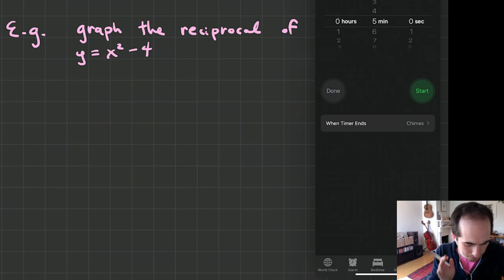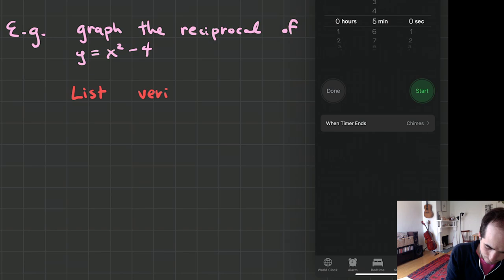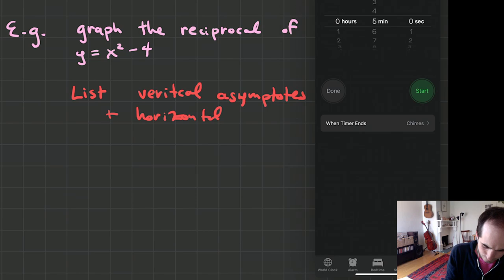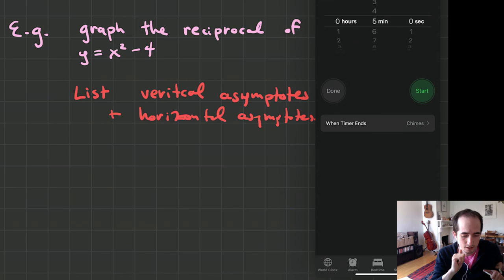So again, start by graphing. Oh, and I'm also going to ask you to list the vertical asymptotes, and the horizontal ones as well. So you're going to list the vertical asymptotes and the horizontal asymptotes. I'm going to give you 5 minutes. Remember, start by graphing y equals x squared minus 4, so that's your first task. Luckily, this one's fairly easy to graph. There's not a whole lot to this one. Give it a shot. Go.